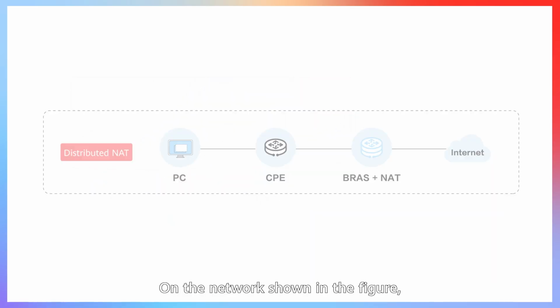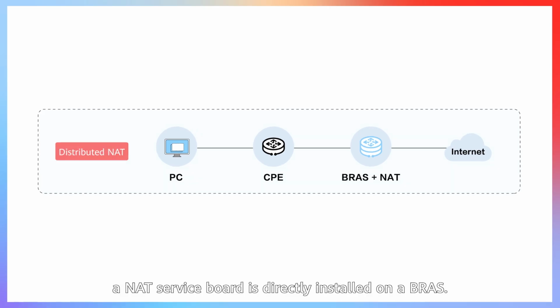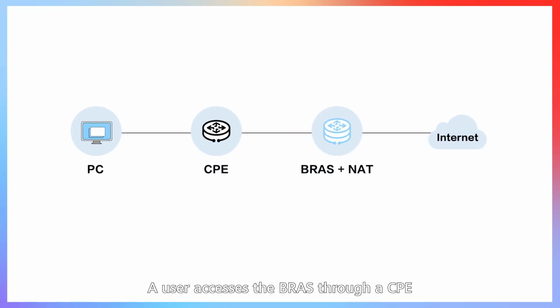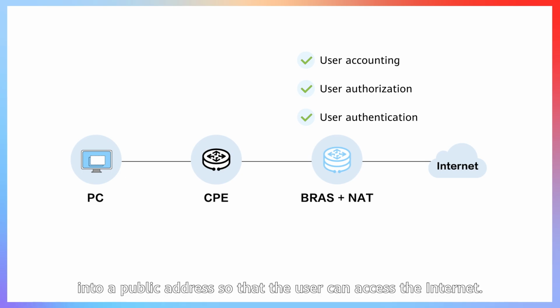On the network shown in the figure, a NAT service board is directly installed on a BRAS. A user accesses the BRAS through a CPE, and accesses the network through PPPoE authentication. The BRAS performs authentication, authorization, and accounting for the user, and translates the user's private address into a public address so that the user can access the internet.